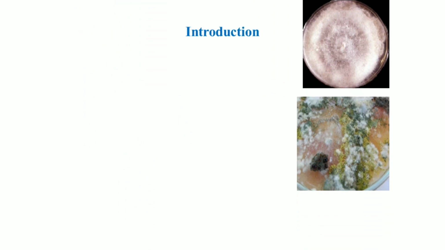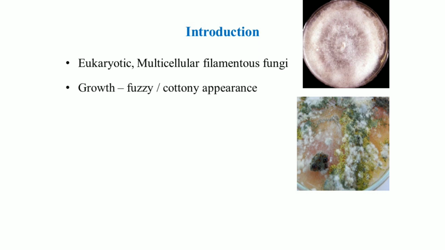Introduction. Molds are eukaryotic multicellular filamentous fungi. Growth of mold appears as a fuzzy, cottony appearance. Some are colored due to pigment production, some are colorless.